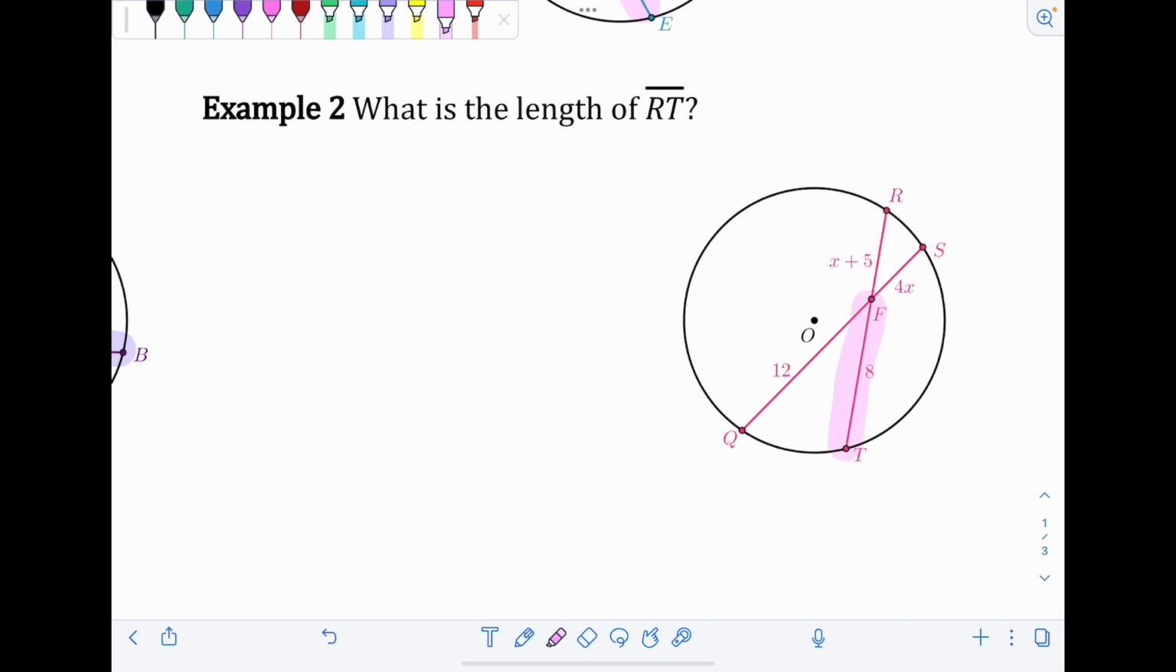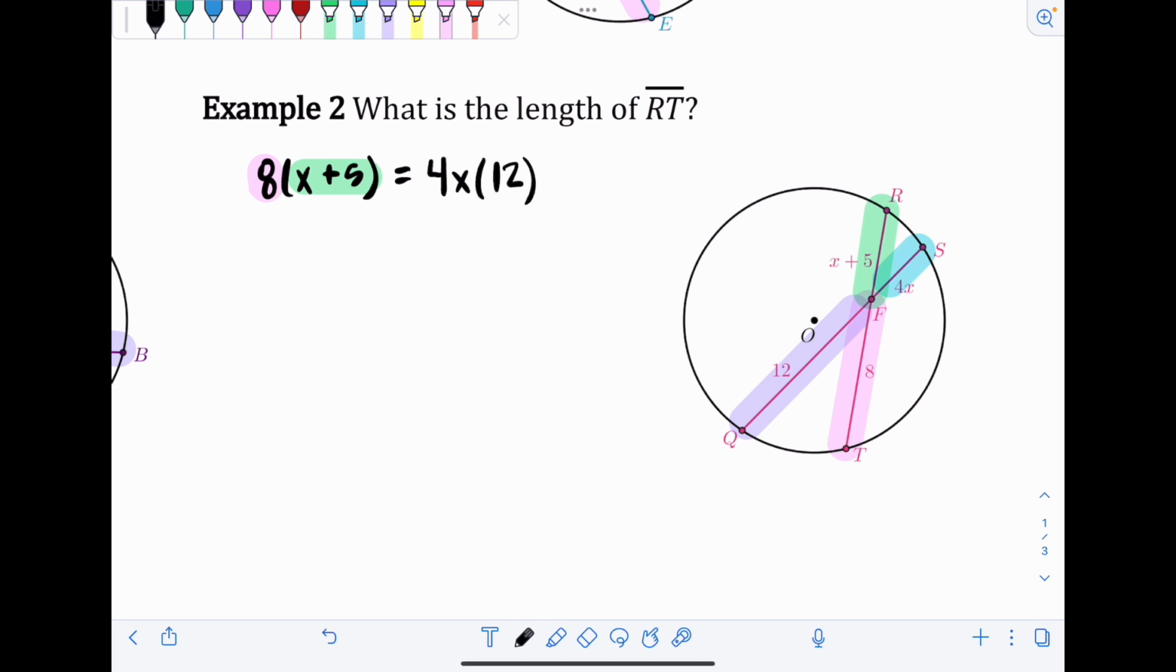So one part of the chord RT is 8, and the other part is x plus 5. Since I'm multiplying 8 by x plus 5, I need to put x plus 5 in parentheses, and we will have to distribute or else you won't end up with the correct length for that chord. That's going to be equal to the other chord, which has its 2 parts, 4x times 12. Now we have an equation that we can solve for x, and ultimately we'll put that x back in to find the length of RT.